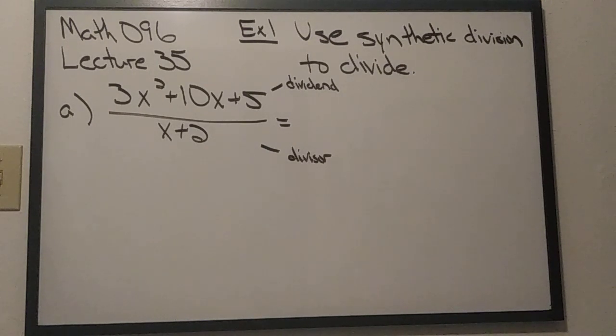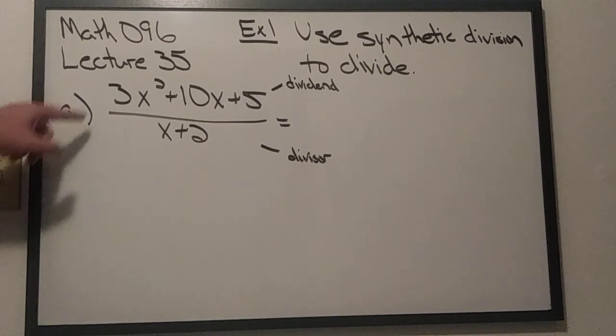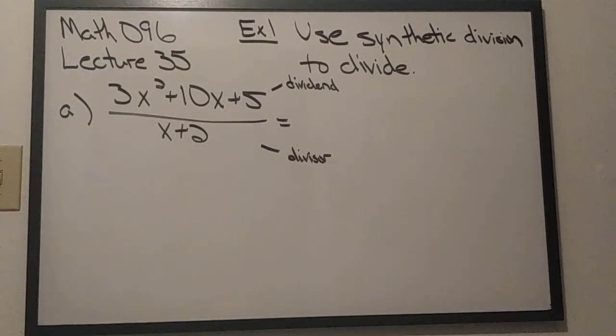Now, on this particular table, let's go ahead and do an example and talk about each one of these steps as we're doing the problem. So in Example 1, you're going to see it says, use synthetic division to divide. So this is very specifically telling us what technique to use. So our problem, part A, we have 3x squared plus 10x plus 5, all divided by x plus 2.